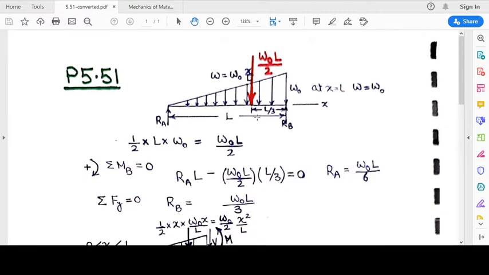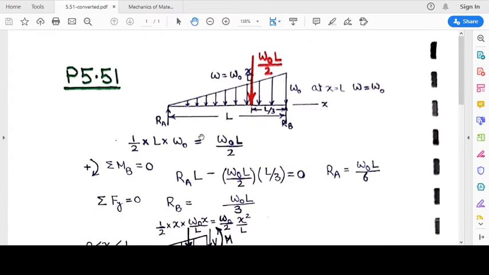And this load is going to be acting at the centroid of the region. We have a triangle, so centroid of the triangle is 1/3 of the length from the right angle. Right angle is here at end B. So it is going to be acting at 1/3 of the length, L by 3, from this end B.